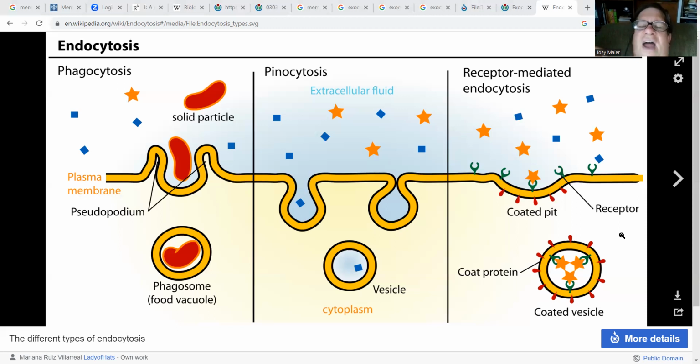Exo is getting things out of the cell. Endo is taking things into the cell, and fluids would be pinocytosis, a type of endocytosis. Large particles would be phagocytosis. That's also a part of endocytosis. And receptor-mediated, that's the third type of endocytosis.